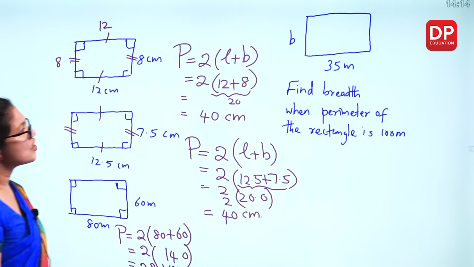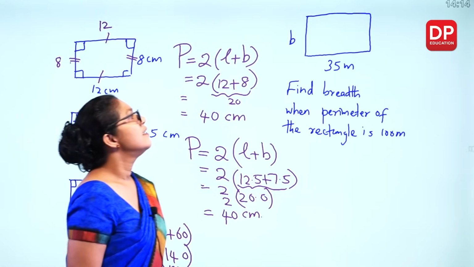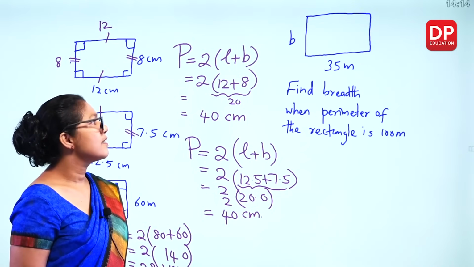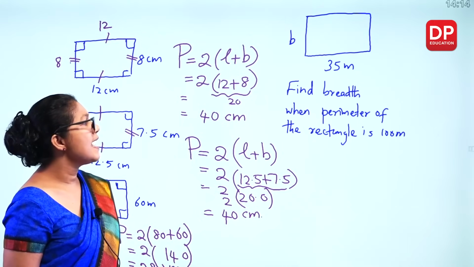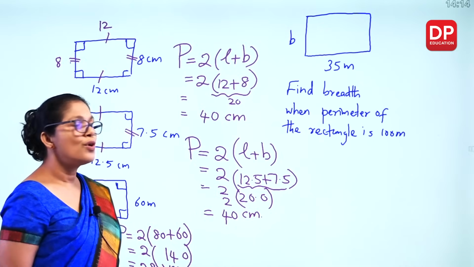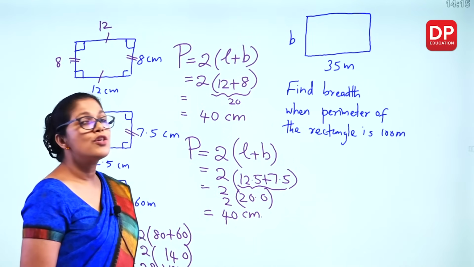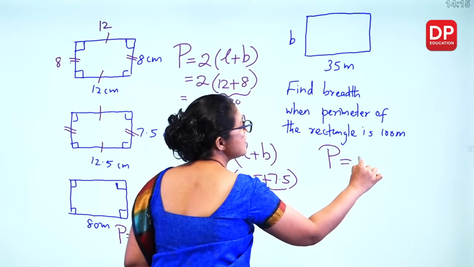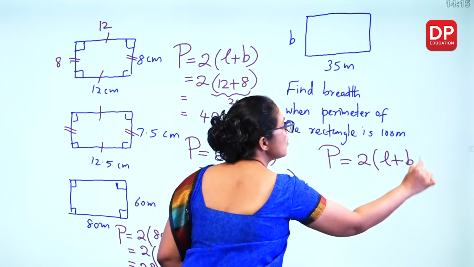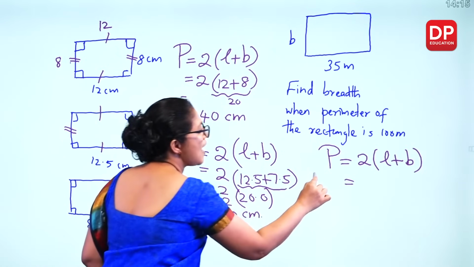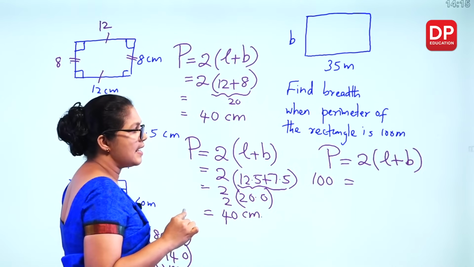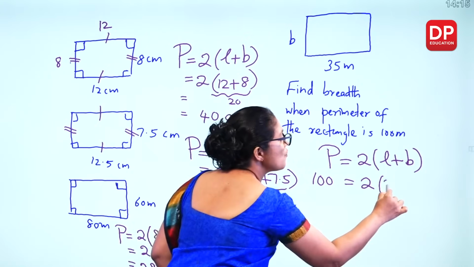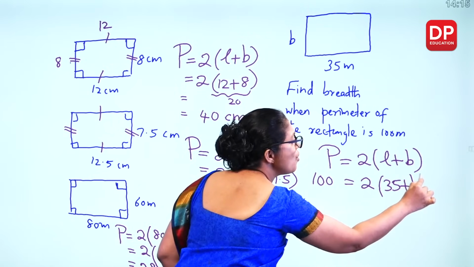Now look at this question. This is slightly different. So here length you know as 35 and breadth is not given, but the perimeter is given as 100 meters. So what do you do? You can find breadth by using the perimeter. Now we'll look at the formula. P equals double of L plus B. So we'll substitute. Perimeter is 100 given. So we can substitute 100 here. 2 is there. L. What is L? L is 35. So we can write 35, but we don't know the breadth.